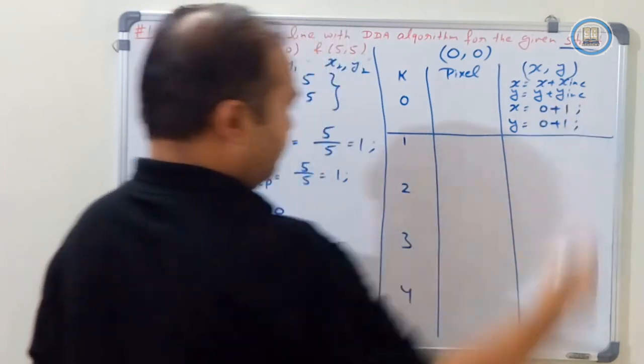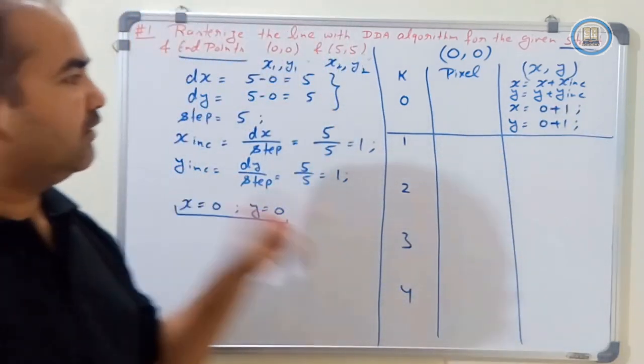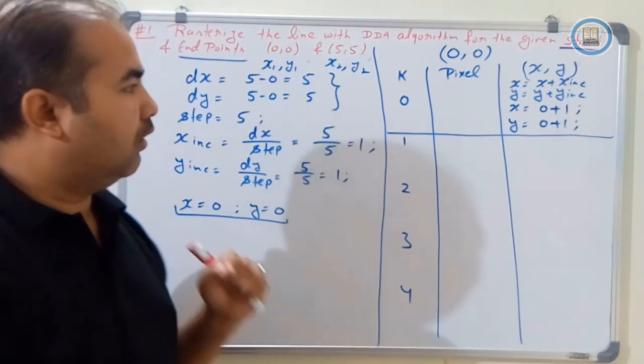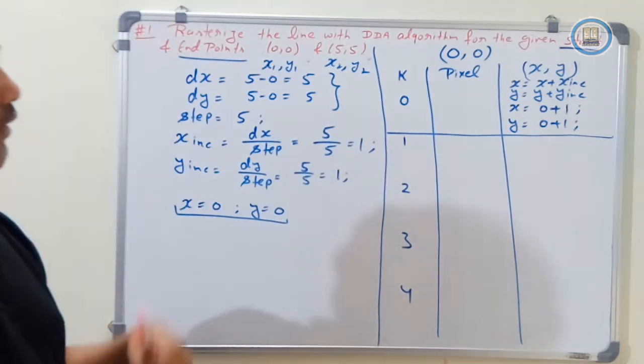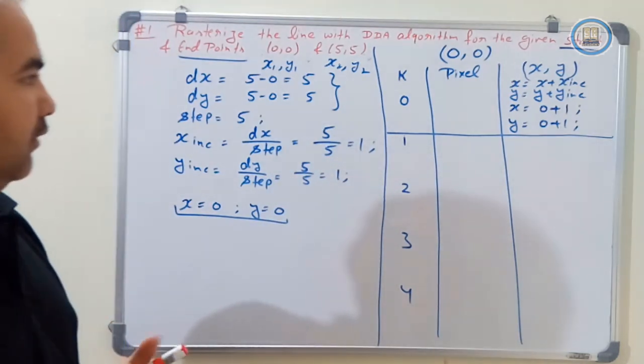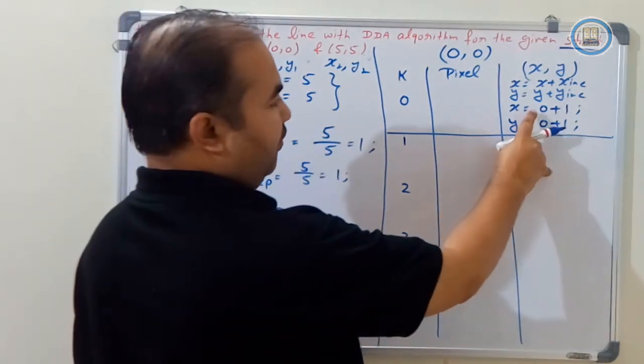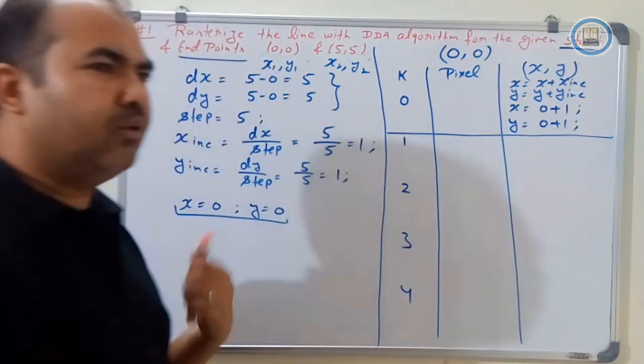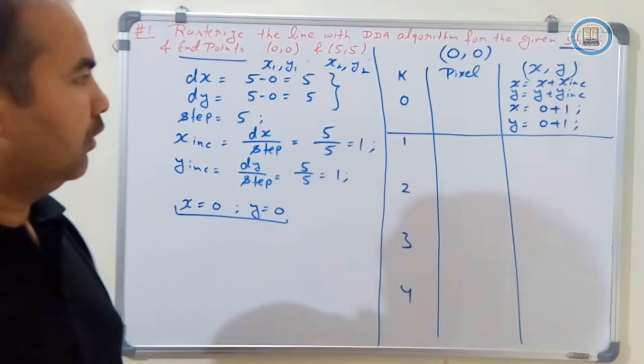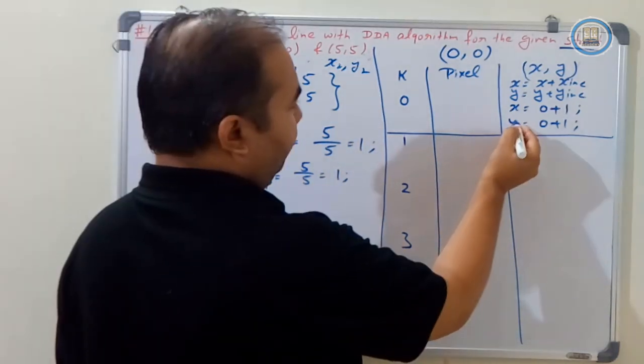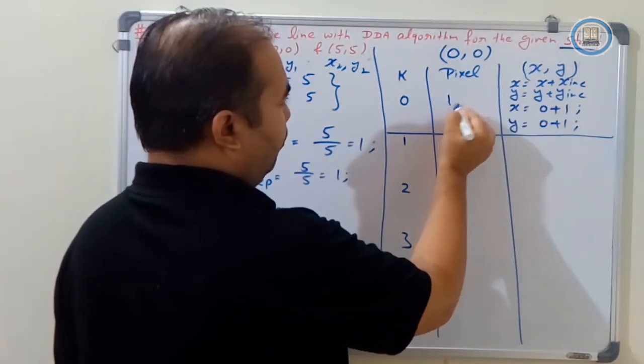What is the next step inside the for loop? If you see from the algorithm or the pseudocode, we need to set the pixel. Here the value of x and y is 1, 1, so there is no need to round off the value. So the pixel value will come from here as 1 comma 1.